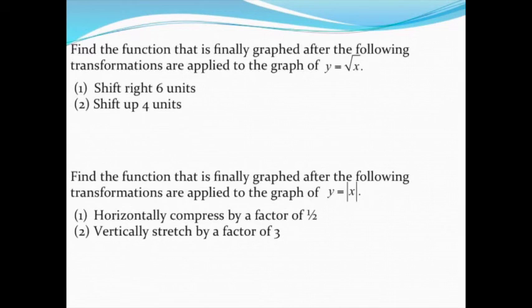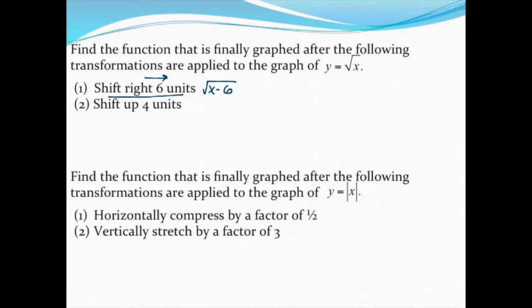So the first thing they want me to do is shift the graph right 6 units. Well, I recall that that's going to occur inside of the radical, or the parentheses or absolute value bars, and I do the opposite of what it says. So if I want to move right 6, what I need to do is actually subtract 6 to do that. So my first step would look like this, the square root of x minus 6.